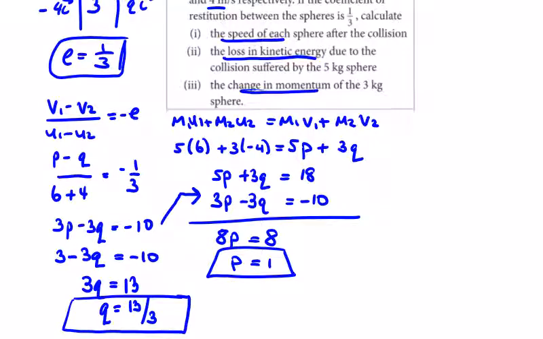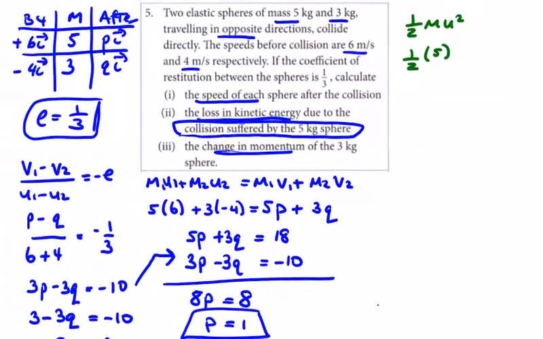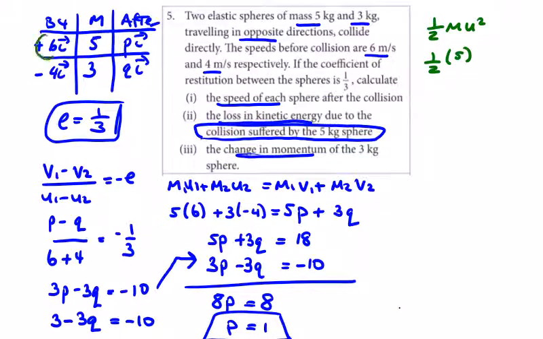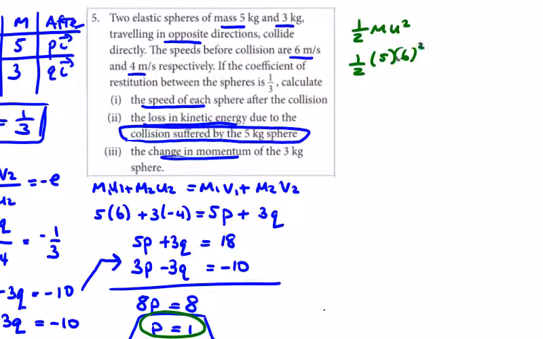So the loss of kinetic energy due to the collision suffered by the 5 kilo sphere. So just the 5 kilo sphere. Loss of kinetic energy: half m u squared. So we have a half times the mass, 5, by u squared, so it started at 6 and it ended at P, which was 1. So we have a half 5 by 6 squared, and we have a half 5 by 1 squared.